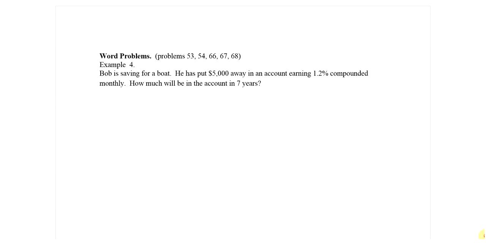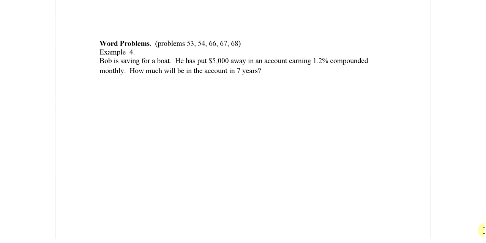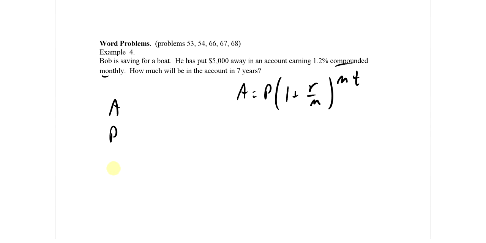So word problems are also actually the same as all the problems we just did, because there's a formula. They give you all the variables except one, and you need to solve for that one. So Bob is saving for a boat. He has $5,000 put away in his account that earns 1.2% compounded monthly. How much will he have in 7 years? Compounded monthly, so that means it's not compounded continuously. So we need to use the compound interest formula. And I always just list all my variables like this so that I know what it is that I've got and what it is that I'm looking for.